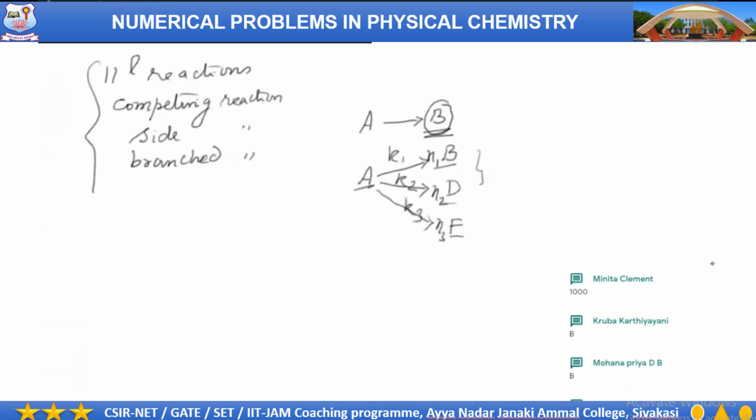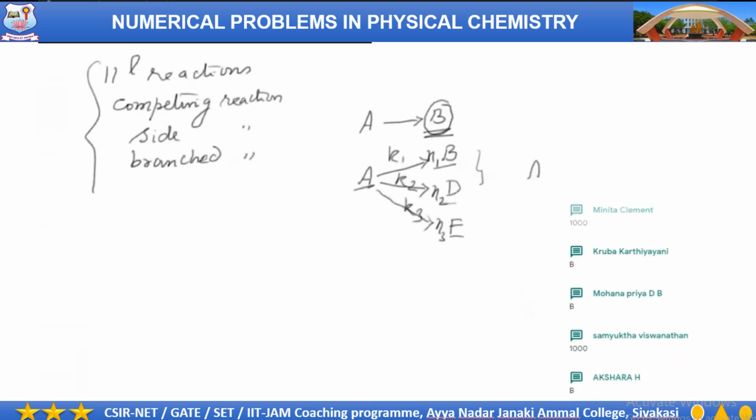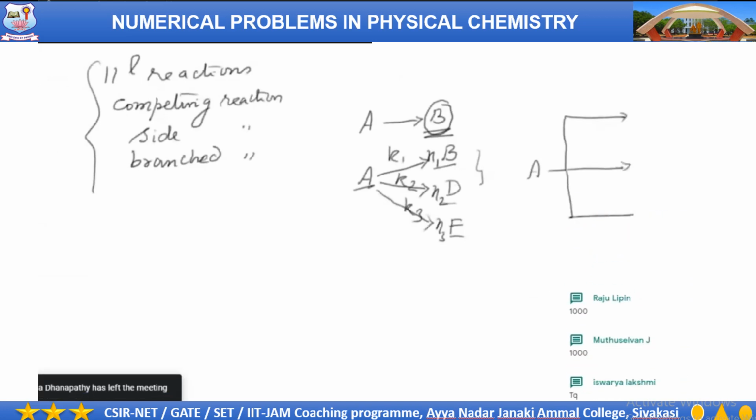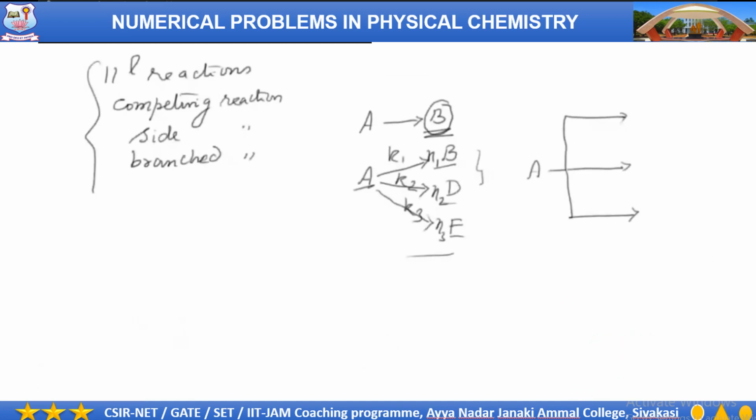And why do we call this a parallel reaction? Sometimes we write it like this, taking place parallelly. We also represent it in this way. We call this a parallel reaction. Depending upon the rate constant, one reaction would take place very fast, and the other reaction would take place slowly. Therefore, we call it a competing reaction. They compete with each other.